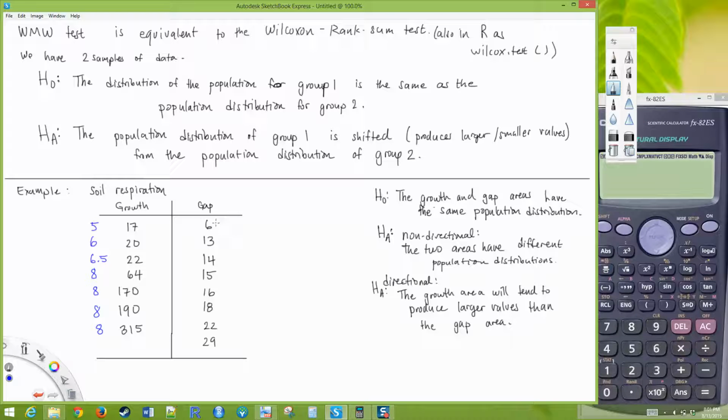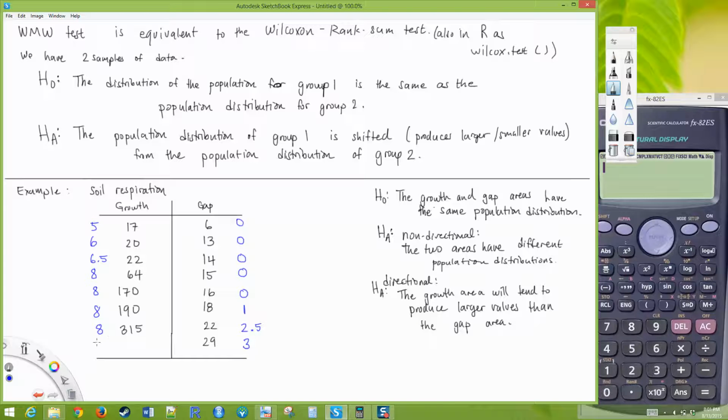Okay, so we do this with the other side. I look at the number 6. How many are smaller in the other column? 0. Number 13, 0 values in the other column are smaller. And I have 0 all the way up until I get to 18, where only one number is smaller. At 22, I have 2 numbers that are smaller and one that is tied, so I get 2.5. And at 29, I have 3 values that are smaller.